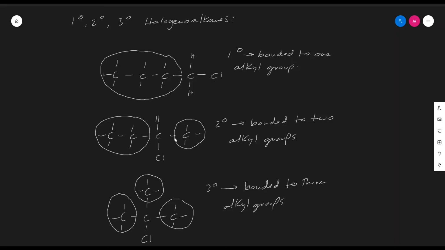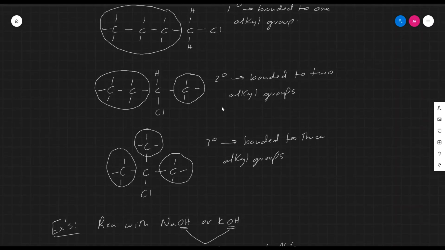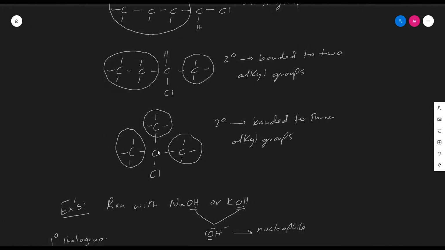On the other hand, a secondary halogenoalkane is a halogenoalkane in which the carbon atom bonded to the halogen group is bonded to two alkyl groups, such as 2-chlorobutane in this example. And finally, the tertiary halogenoalkanes, in which the carbon atom bonded to the halogen group is bonded to three alkyl groups, such as this example.